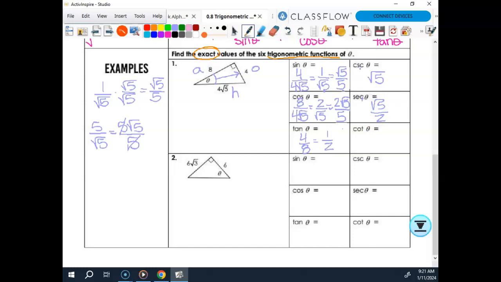And then what's the cotangent of theta? 2. Very good. Any questions at all? We good? Perfect. Okie dokie. Then let's look at number 2.